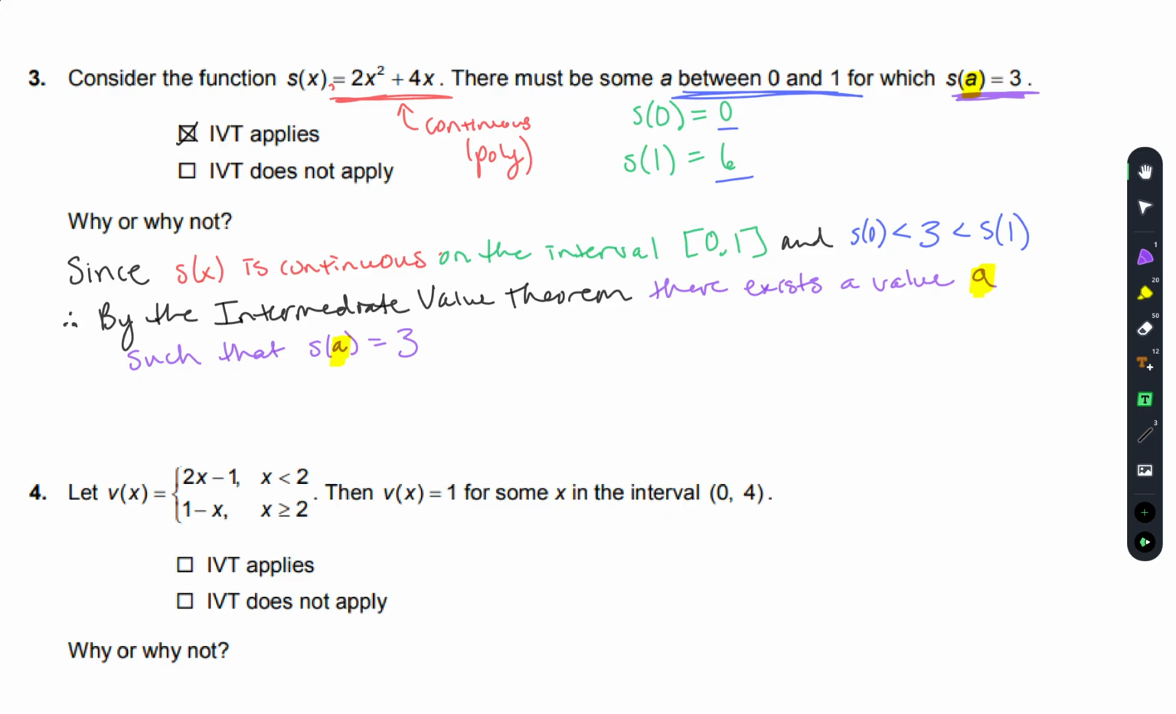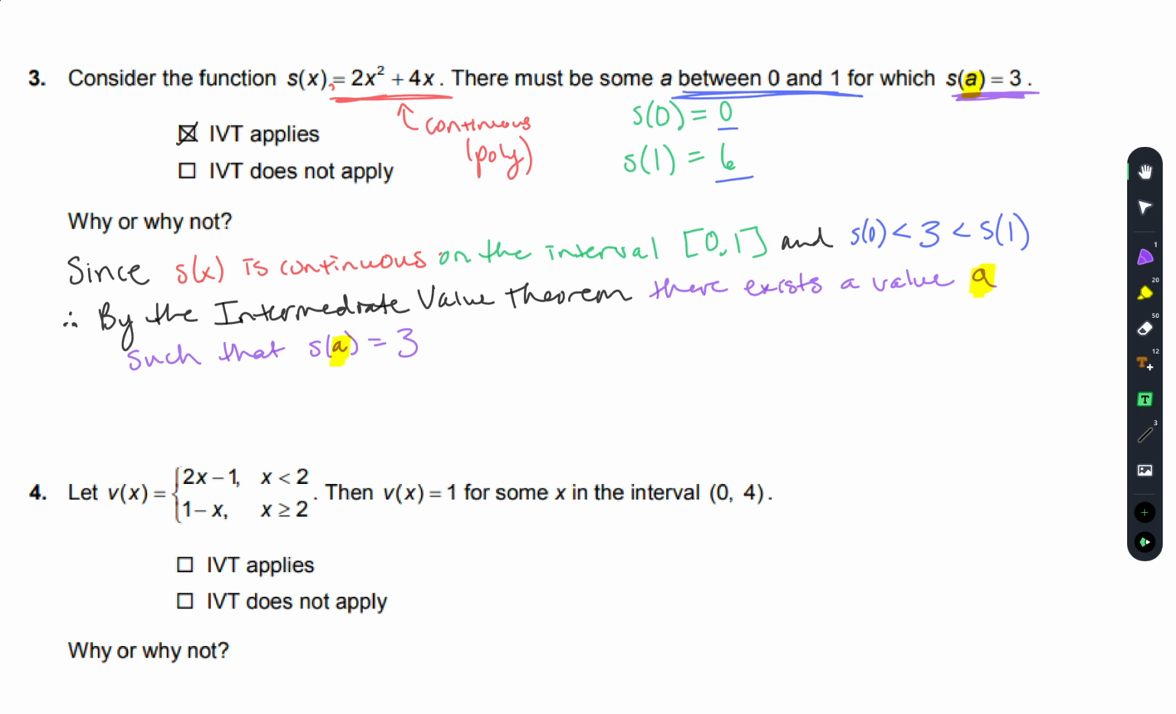I guess I should have said this before we started, but if they give you an equation, you can assume it's continuous, because if it's a polynomial or something, or if it's like sine, you can say it's continuous because you know that about the function. And then as far as the between, if you plug in 0 and 1 into the function, you get 0 and 6.